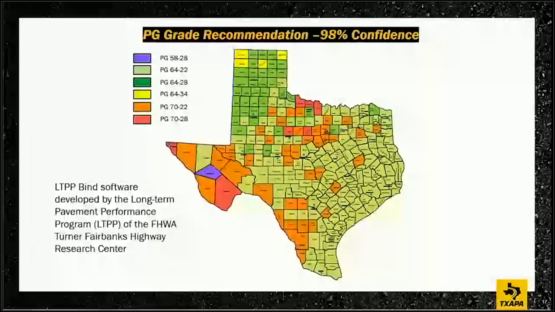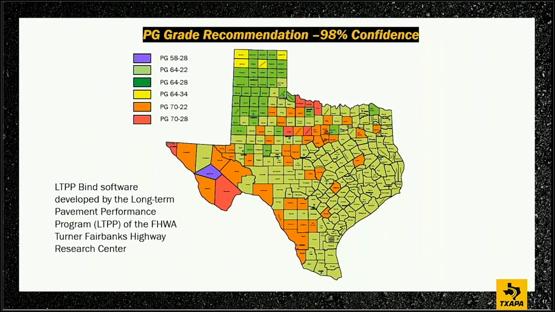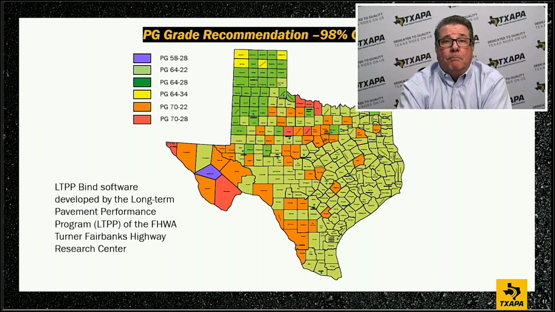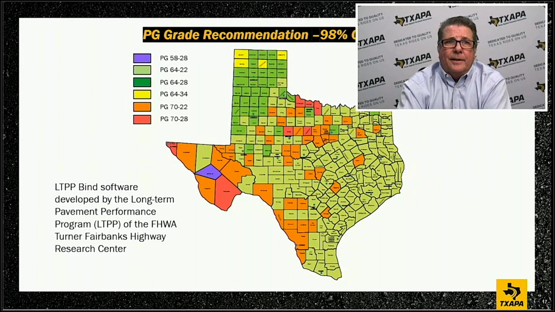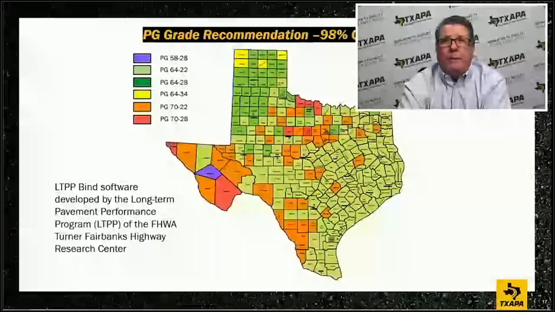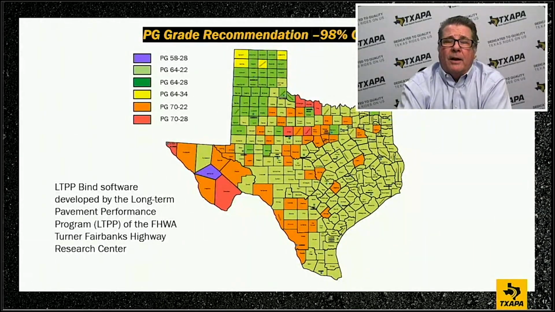So this little chart here is called the performance grade recommendation with 98% confidence. As a matter of fact, this is an Excel spreadsheet. You could put in your latitude, your longitude, where you're at, and it's going to tell you with 98% confidence what your base grade is going to be. And if you notice, most of Texas is in the 64 minus 22 range. We do have some areas where it's 70 minus 22. And we do have a 64 minus 34 way up there in the panhandle. Very isolated though, but most of Texas is 64 minus 22. So that's important to know for your base grade. This spreadsheet is available on TxDOT's website, and designers use it all the time to make sure they get their base grade right, and then they're going to modify from that.